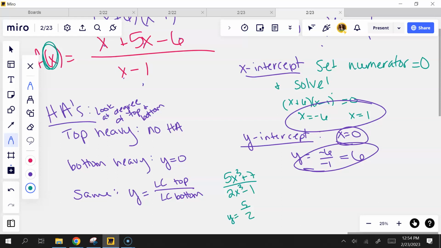No, they're not the same, right? You have to determine, is it top heavy, bottom heavy, or the same? It can only be one of those scenarios. Are y'all with me? We're looking at the degree of the top as compared to the degree of the bottom. If the degree is bigger up top, it's top heavy. If the degree is bigger on the bottom, it's bottom heavy. And then, of course, same means they're the same thing. Y'all clearly do not remember this from last year.